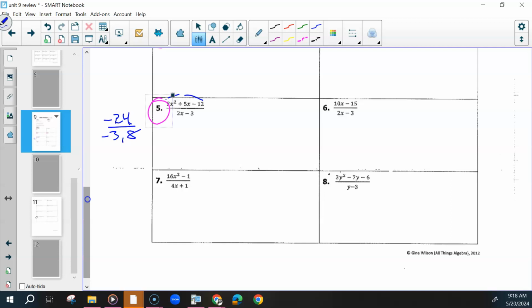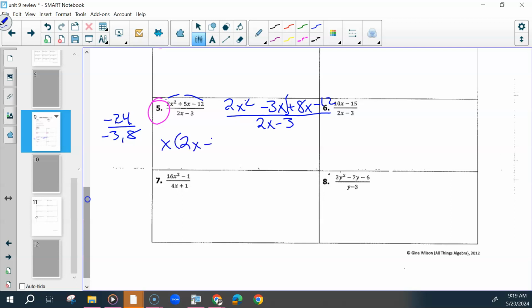So I will split this into 4 terms. 2x squared minus 3x plus 8x minus 12. Don't forget to include your denominator. Then factor the numerator like normal, split it down the middle. Find the GCF of the first two, which would be what? Close. If you put the 8, then yes, it would be 2x, but because I put the 3 first, minus this x. So that would leave 2x minus 3.